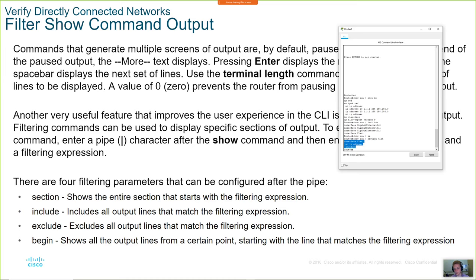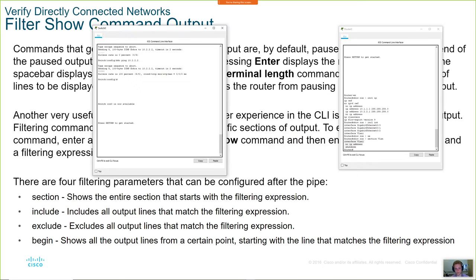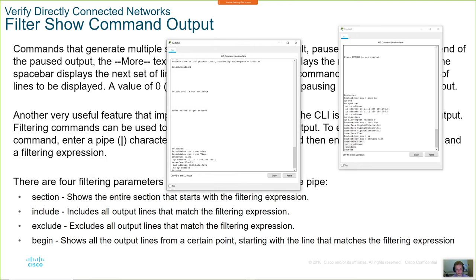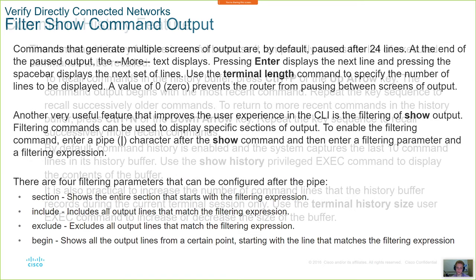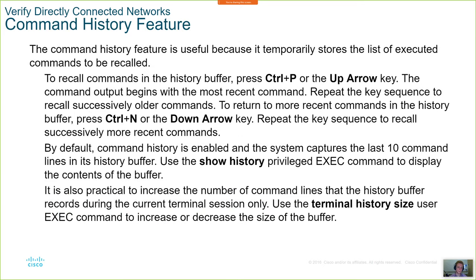Which on the router would be nothing, but if I go to the switch, show run pipe section VLAN, have to capitalize that V, and you'll see here that we'll actually see the VLAN configurations here, which is super helpful if you want to see just part of your show run and not the entire running config.